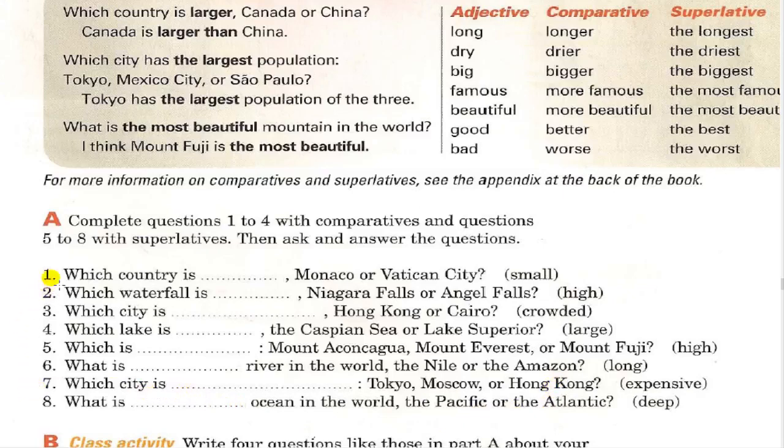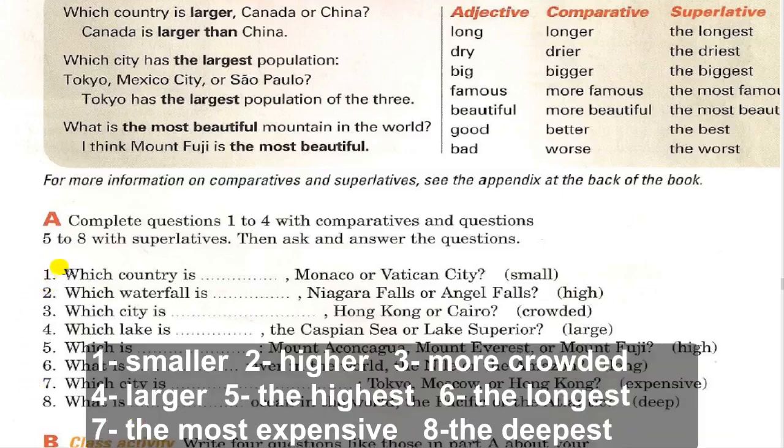Again the answers: 1, smaller. 2, higher. 3, more crowded. 4, larger. 5, the highest. 6, the longest. 7, the most expensive. 8, the deepest.